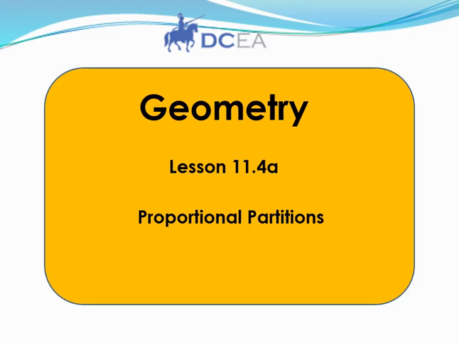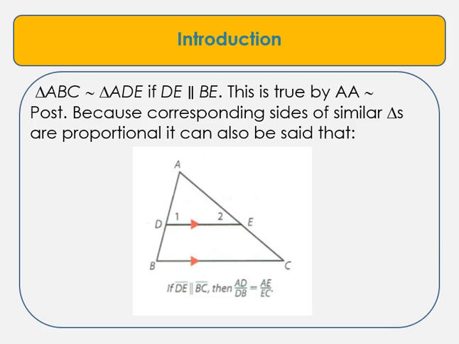Geometry, lesson 11.4. We'll be talking about proportional partitions, and this will be the first of the videos for 11.4. So, we've been looking at triangles that have parts that are proportional, and now we're going to talk about triangles that have lines that are parallel. So we'll be renewing some of the properties that we learned with parallel lines and with transversals.